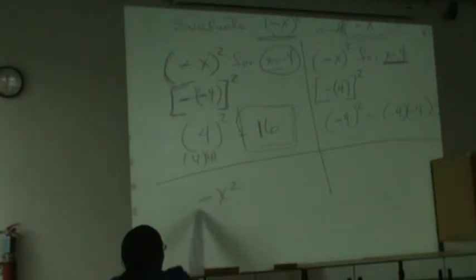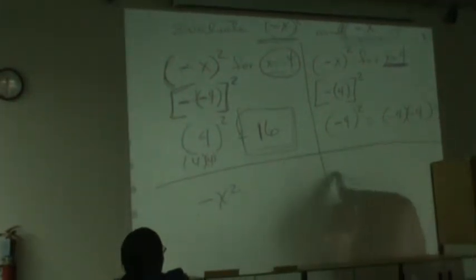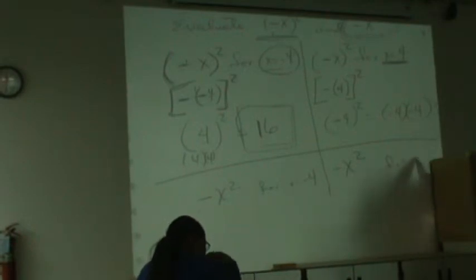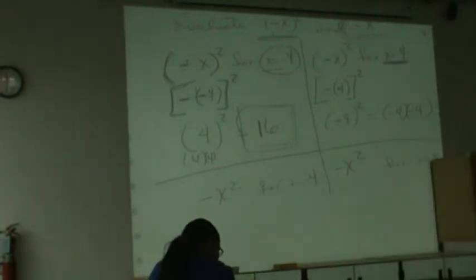Now we're going to do the other problem for both positive and negative 4. So let me write this other problem down. Negative x squared. This is not in parentheses anymore. That's the difference. We're going to do it for x equals negative 4. And we're going to do it for x equals 4.